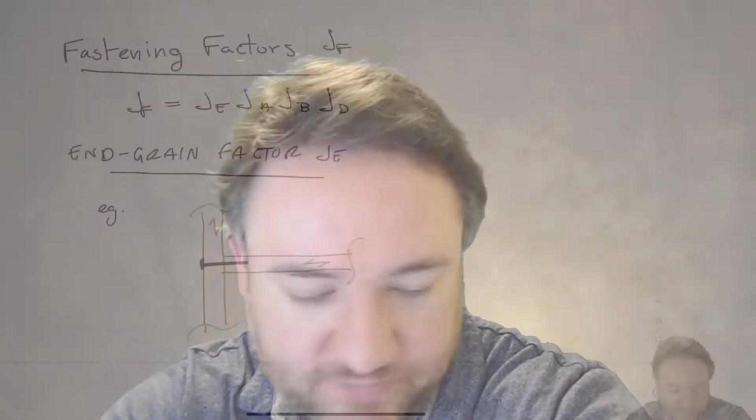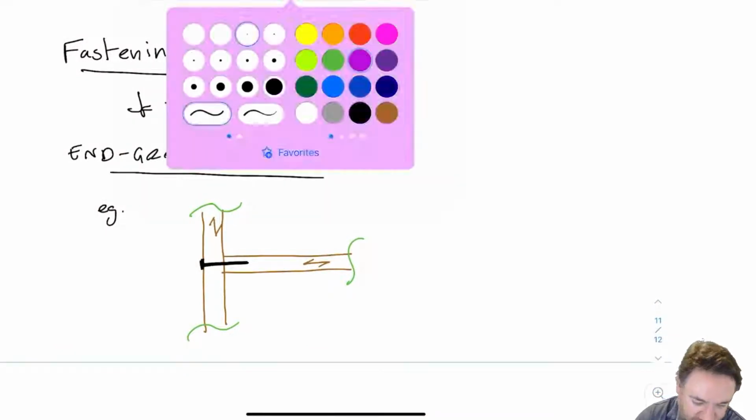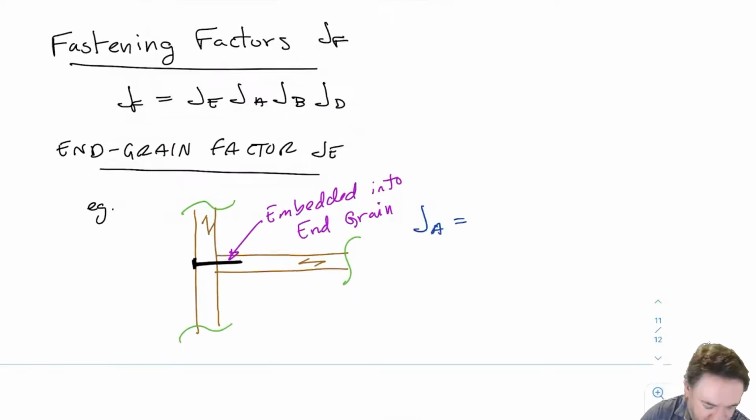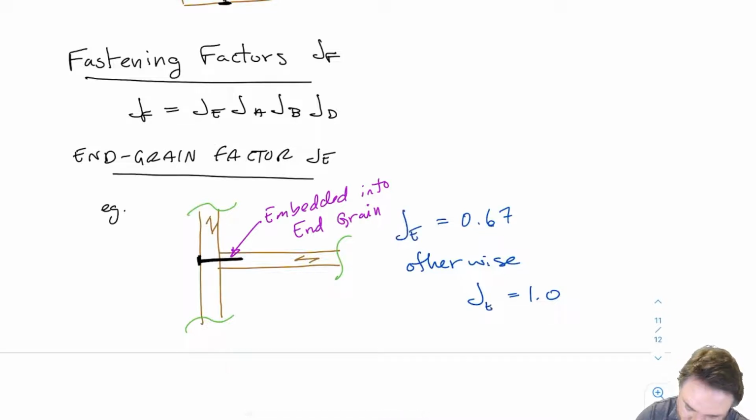So if I nail into end grain, I'm allowed to do it, unless I'm doing withdrawal. Here I'm allowed to do it, but I have to reduce my strength. If I'm nailing into the end grain, then I have to take this factor, JE, not JA. I need to take this factor JE into account, which reduces my strength by 1/3. And if I'm not nailing into end grain, then I just set JE equal to 1. That's the end grain factor.